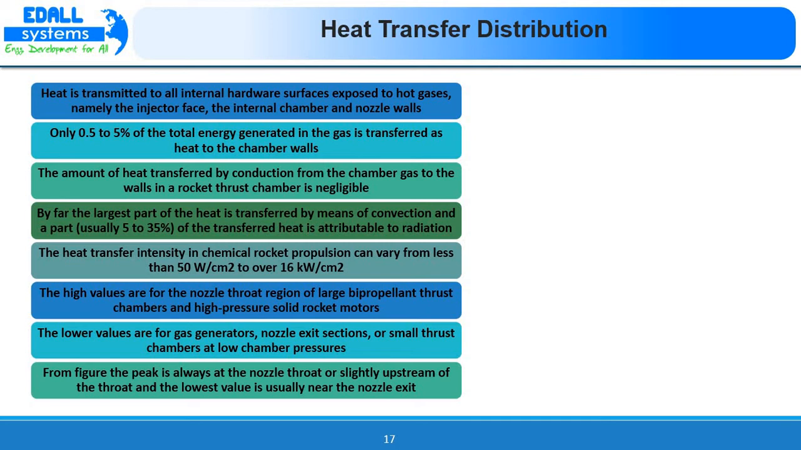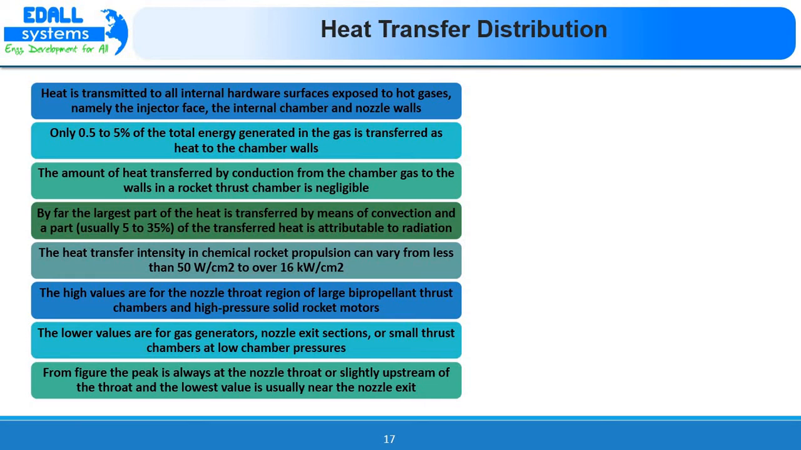So heat is transmitted to all internal hardware surfaces exposed to hot gases, namely the injector face, the internal chamber, and the nozzle walls. Only 0.5 to 5% of the total energy generated in the gas is transferred as heat to the chamber walls. The amount of heat transferred by conduction from the chamber gas to the walls in a rocket thrust chamber is negligible. By far the largest part of the heat is transferred by means of convection, and a part, usually 5 to 35% of the transferred heat, is attributed to radiation.